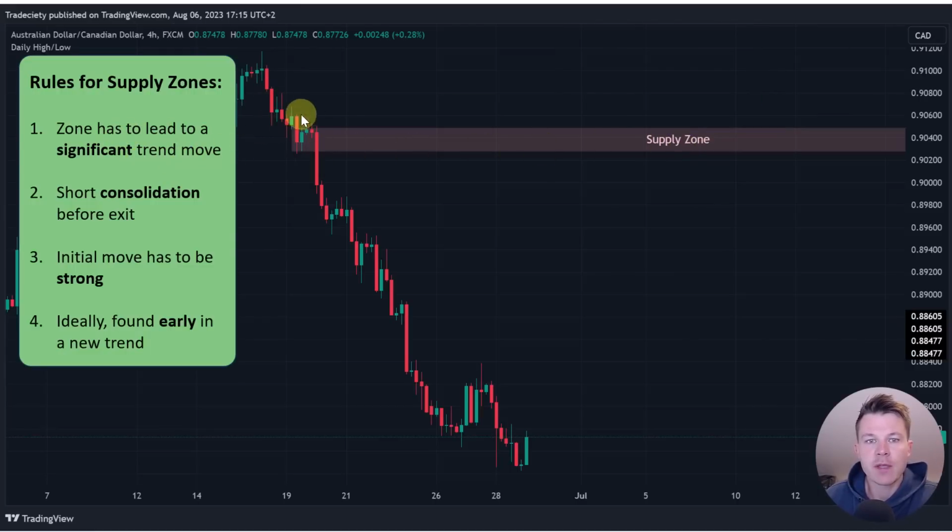You can see here, this was the supply zone. I'll show you exactly why we draw it here in a moment. And afterwards, the market really sold off. So this is what we want to see: ideally a very strong trend, maybe even a turn of a trend.